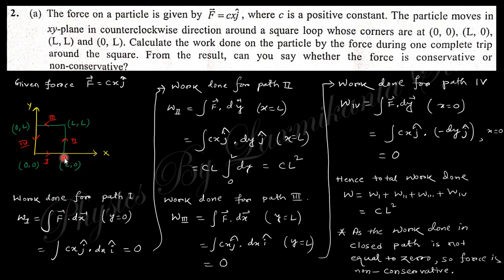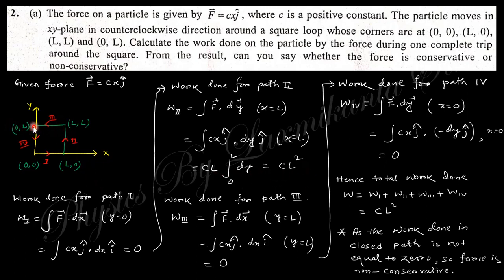For part 1, the work done will be this one, and you can see if you dot this F vector with dx, that is along the i cap, j dot i is 0, so the work done for this portion will be 0. For the second portion this will be j cap dy, and the x at that point is L. So if you put x equal to L, and the integration will be 0 to L along y, it will be CL square, right? So the work done for part 2 is CL square.